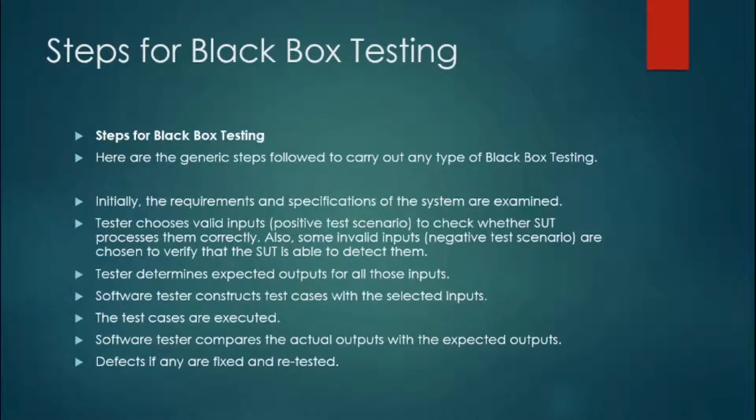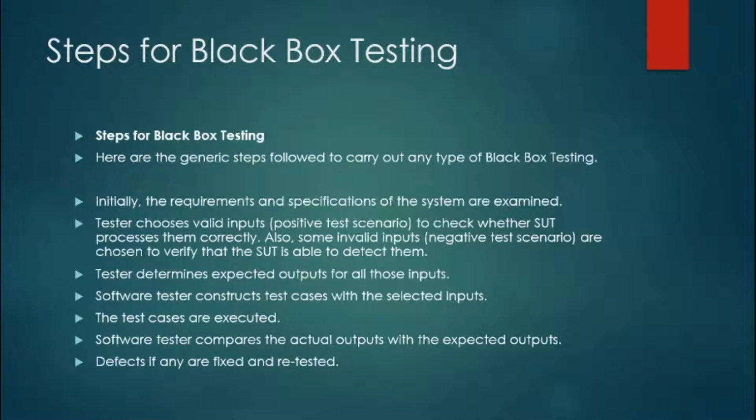There are steps that need to be followed for black box testing. Initially, the requirements and the specification of the system are examined. Then the tester has to choose the valid inputs, or valid test data, to check whether the system under test processes them correctly. Also, some invalid inputs are chosen to verify that the system under test is able to detect them.